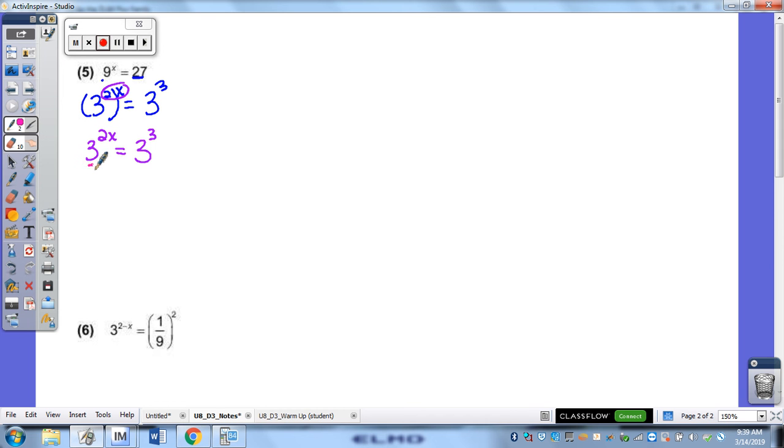Now we have the same base. They're both a 3, so our exponents are now equal. So we divide by 2, and we get 3/2, or 1.5.